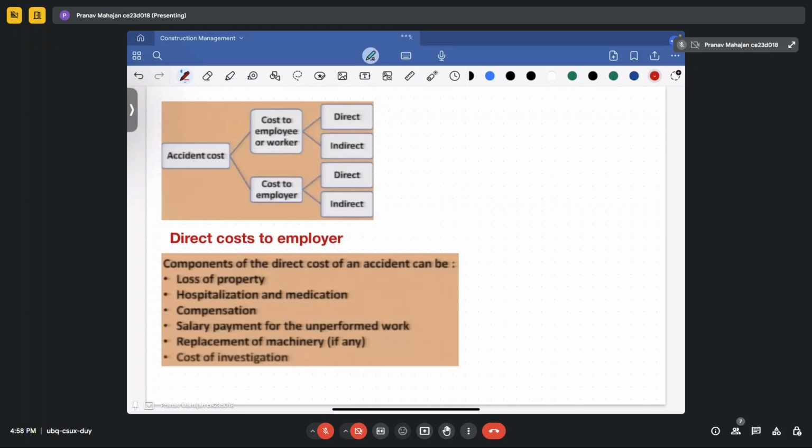They also have direct as well as indirect components involved. So the direct cost to the employer takes into account loss of property, hospitalization charges, compensation charges, salary payment for unperformed work, cost of investigation, and the replacement of the machinery. So these are the direct costs that occur to the employer.